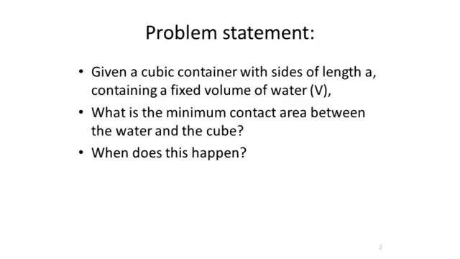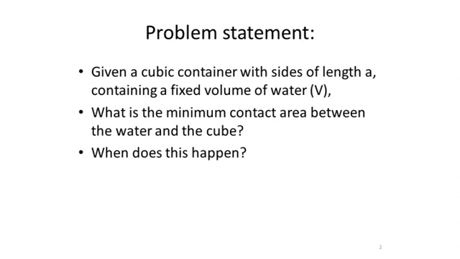To begin with, let me introduce what this project, How to Keep Water Cold 2, is about. Given a cubic container of sides of length A containing a fixed volume of water V, we can rotate the cube about a vertex O to change the contact area between the water and the wall of the cube. We would like to find out when is the minimum contact area and when does this happen.